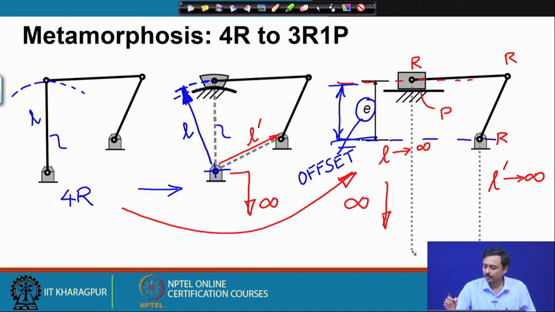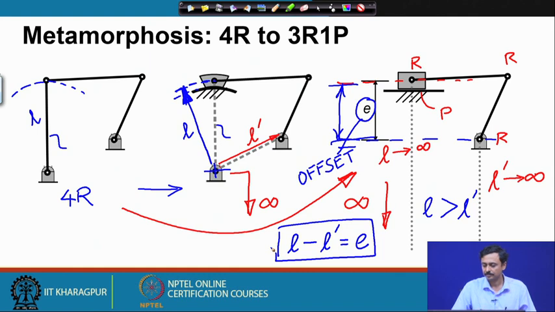So, we have L larger than L prime. Now, this is an important observation. L must be larger than L prime. That is why L minus L prime is E, the offset. Now, this allows us to extend the Grashof criterion for 4R through to 3R1P. This is what we are going to see now.